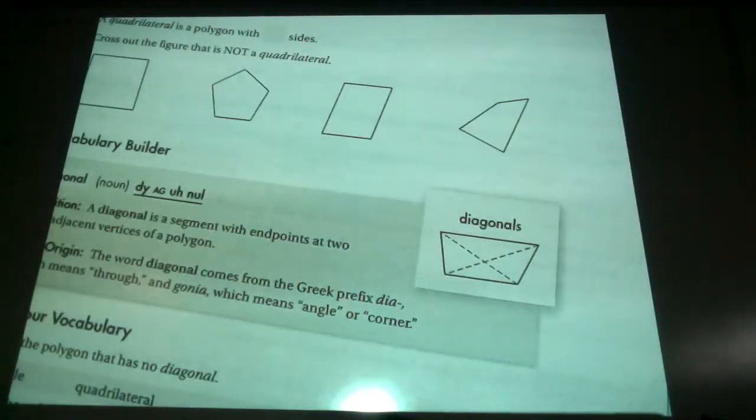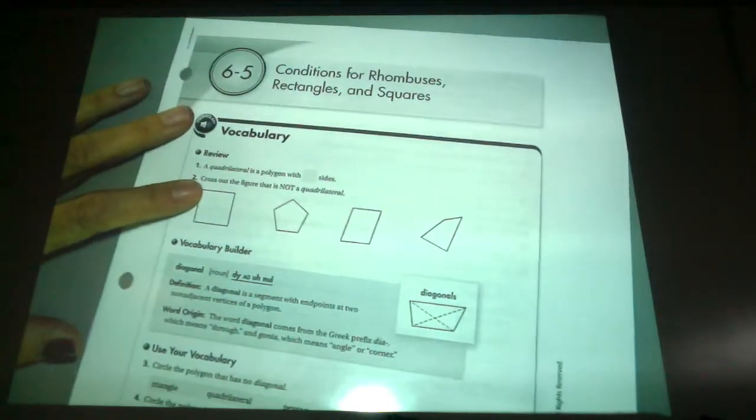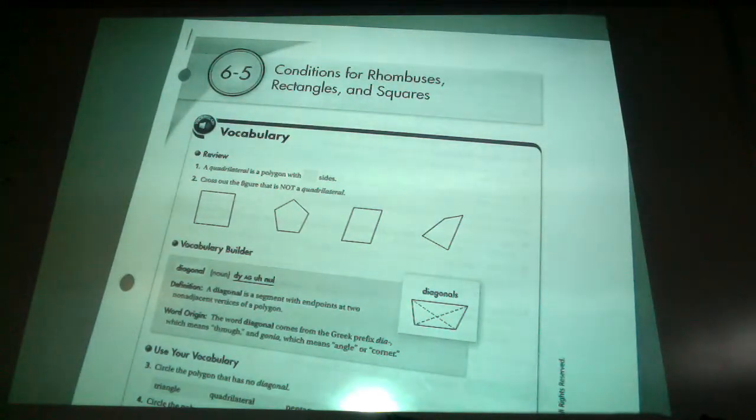Alright, so today is essentially a continued review of rhombus, rectangles, and squares. Mostly because now you're going to do the reverse. You're going to have to try to prove that something is a rhombus, a rectangle, or a square based upon your knowledge. And so let's look at the review.